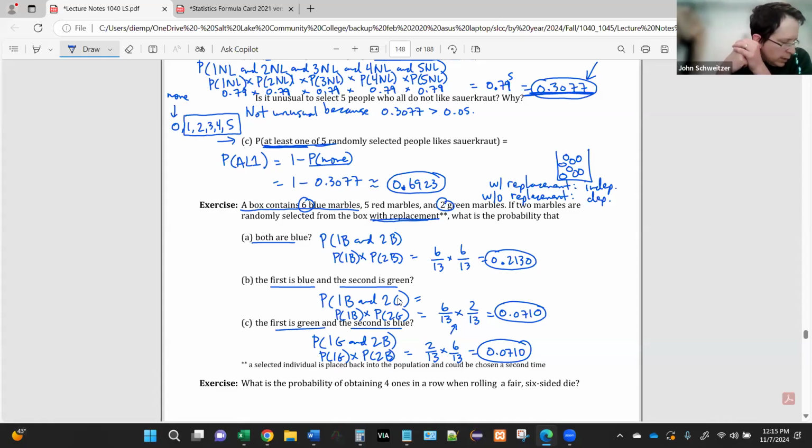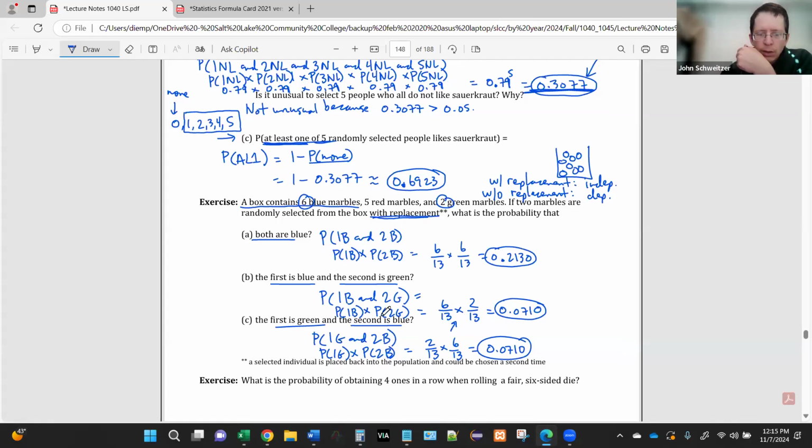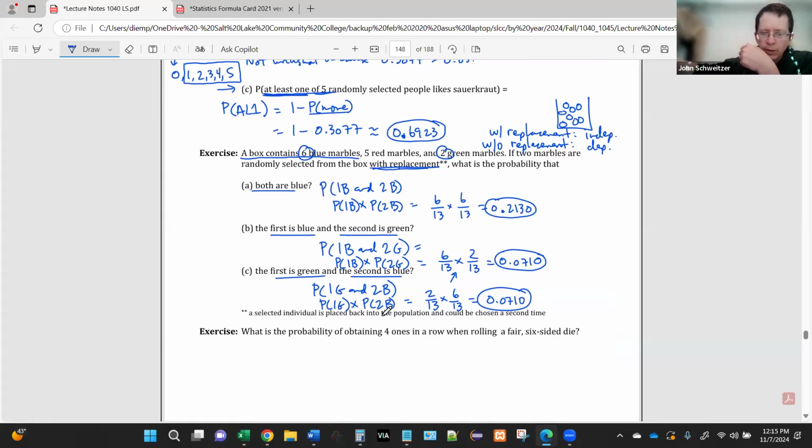You start rolling a die, and you get patterns, right? And you start wondering, well, how likely is this pattern, right? And so let's say you get 4 ones in a row. How likely is that? Okay, I mean, it doesn't seem like it'd be very likely, but would it be shocking to get 4 ones in a row?